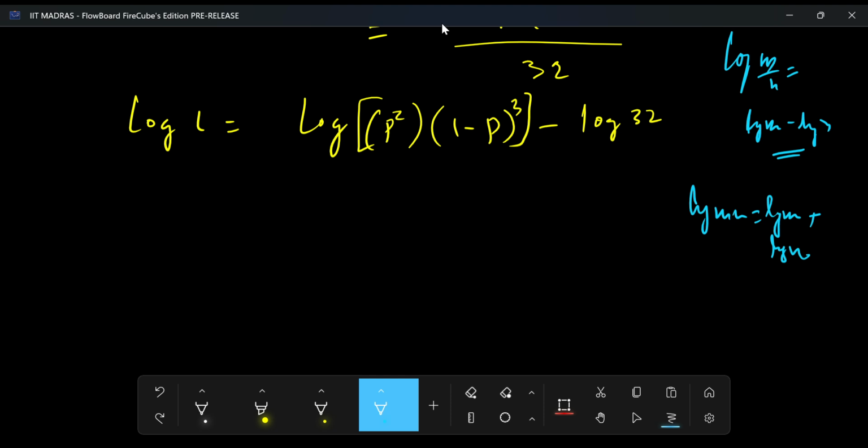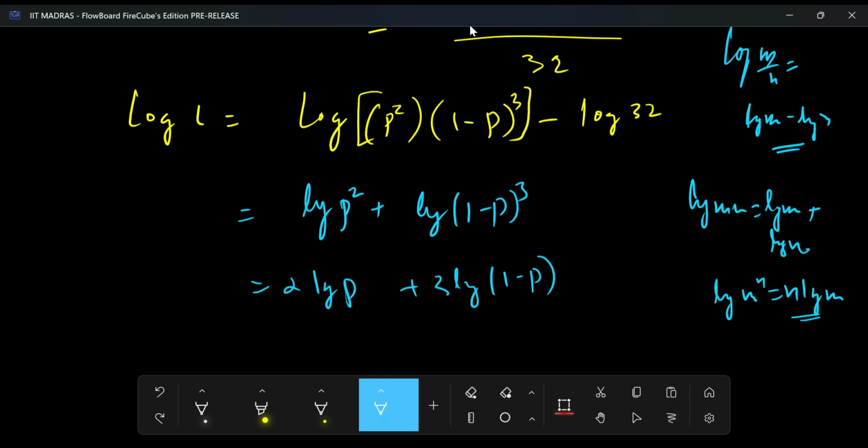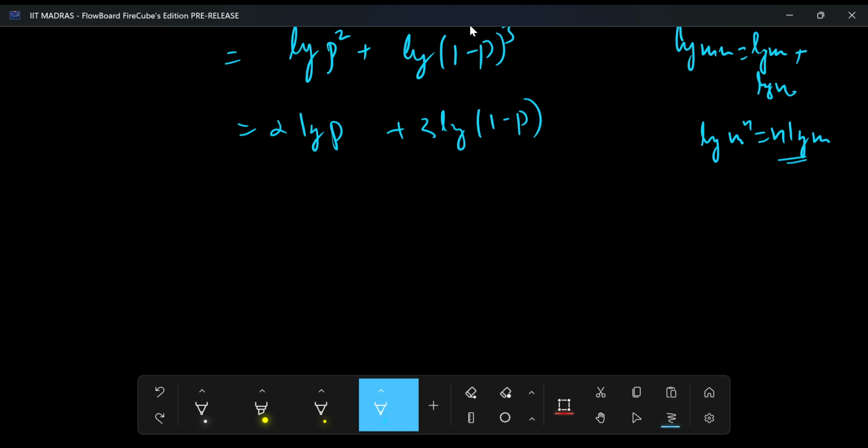So now let's break it. This is log p squared plus log (1 minus p) cubed. So this is 2 log p plus 3 log (1 minus p). As you know, log m raised to the power n is equal to n log m. So this is my log likelihood function.